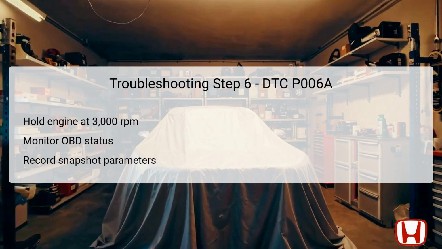The final troubleshooting step involves holding the engine speed at 3,000 RPM without any load, while keeping an eye on the various parameters via the HDS. Ensure the vehicle is in park or neutral, so the transmission does not engage. Allow the radiator fan to activate, then let the vehicle idle. Take note of the recorded parameters: engine speed, vehicle speed, MAP, manifold absolute pressure sensor, and TP, throttle position sensor readings. Check the OBD, onboard diagnostics, status for DTC P006A.